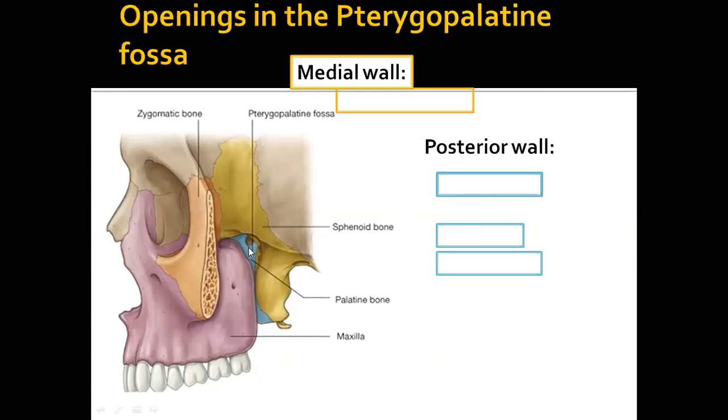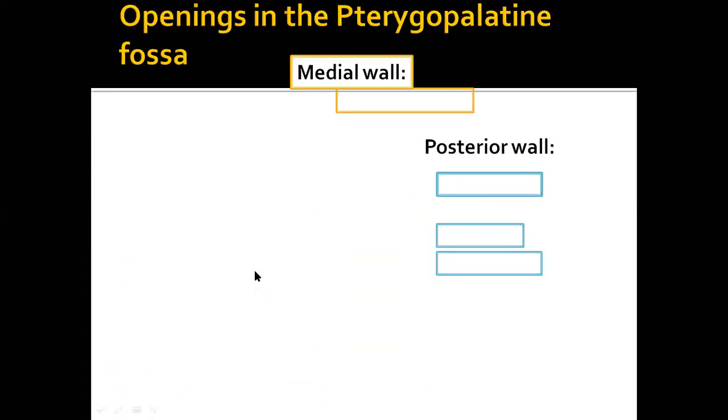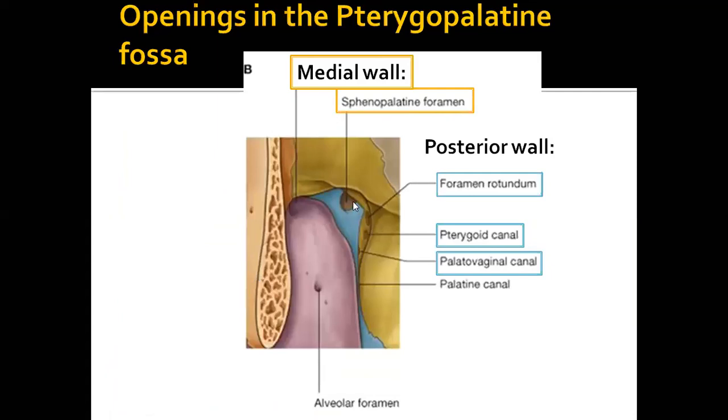The blue colored one is the medial wall. The medial wall has one opening that is called the sphenopalatine foramen. Through this, it communicates with the nasal cavity. And the posterior wall, that is in the sphenoid bone, has three foramina: foramen rotundum, pterygoid canal, and palatovaginal canal. Through foramen rotundum, it communicates with the middle cranial fossa. Through the pterygoid canal and palatovaginal canal, it communicates with the oral cavity and even the pharynx, nasopharynx.